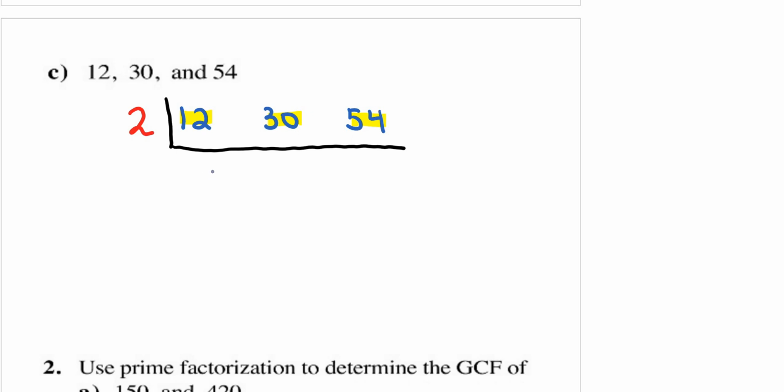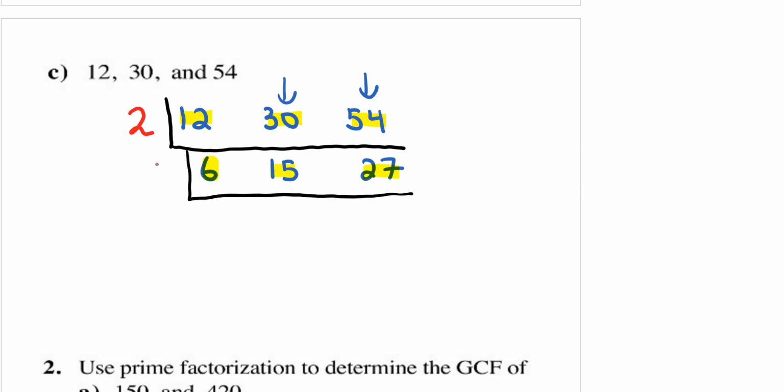So 12 divided by 2 is going to be 6. 30 divided by 2 is going to be 15. And 54 divided by 2 is going to be 27. Okay, and then I draw another ladder over here, and now you have to think of a number that divides 6, 15, and 27. So I'm going to use the number 3. So 6 divided by 3 is 2, 15 divided by 3 is 5, and 27 divided by 3 is 9. And this is where I can stop because I can't think of a number that breaks down 2, 5, and 9 at the same time.